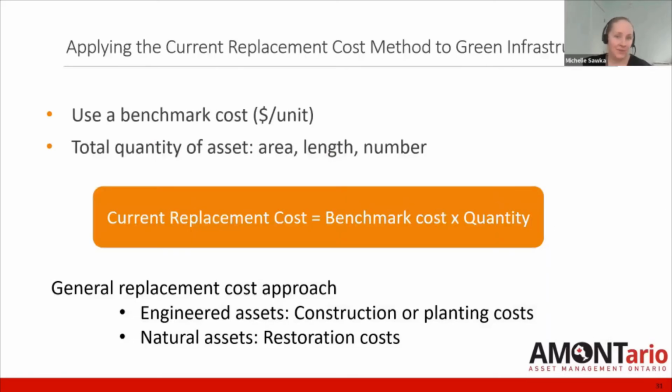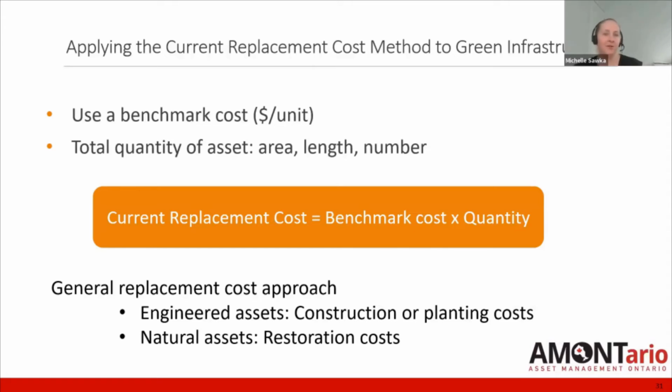We can use current replacement cost to determine the value for green infrastructure assets. So it requires two pieces of information. You need to find a benchmark cost and then the quantity of your asset. So for example, the number of trees or the hectares of forest. You can then take the benchmark cost and multiply it by the quantity to get the current replacement cost.